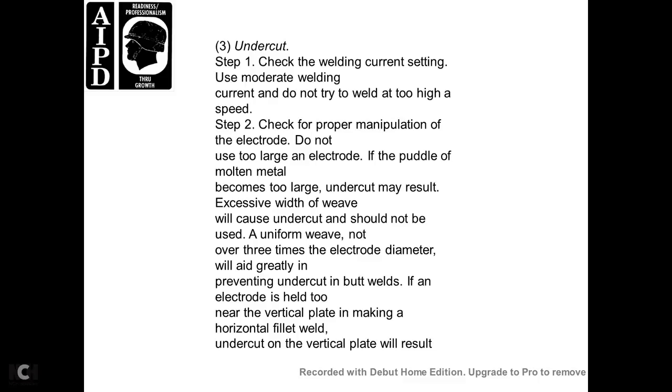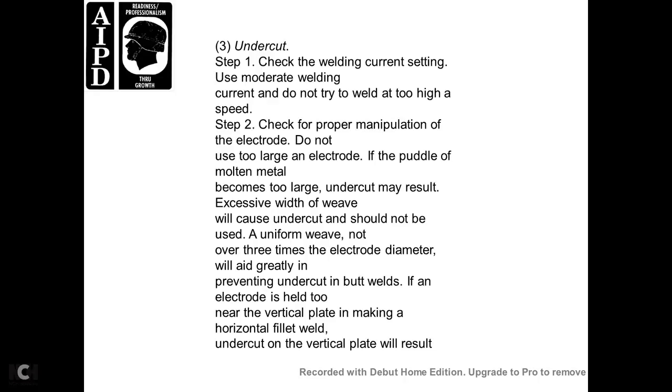3. Undercut. Step 1, check the welding current. Weld steadily with a moderate welding current and do not try to weld at too high a speed. Step 2, check the proper manipulation of the electrode. Do not use too large an electrode, and do not let the puddle of molten metal become too large, as excessive undercut may result.